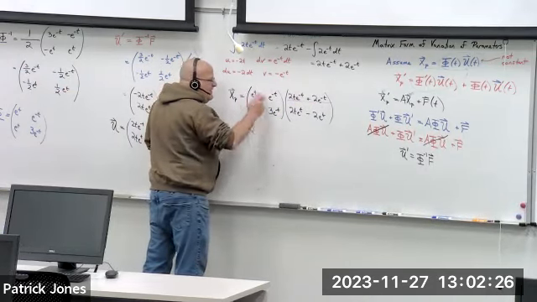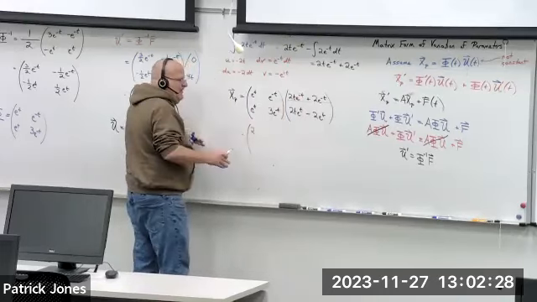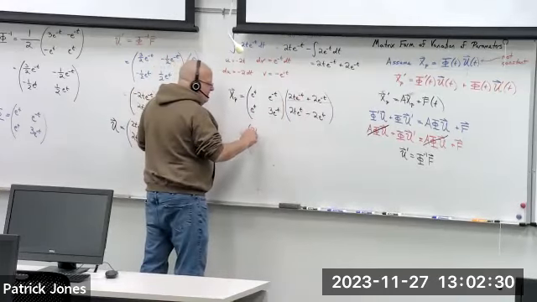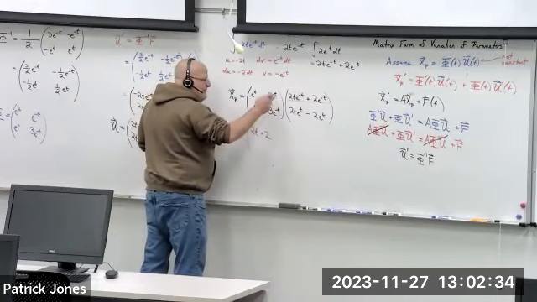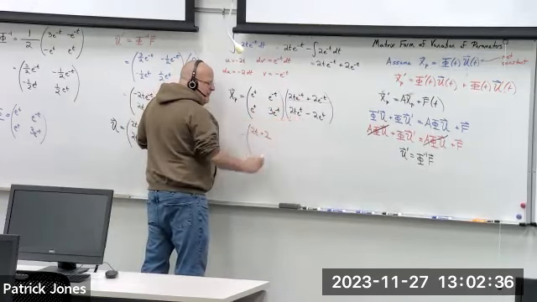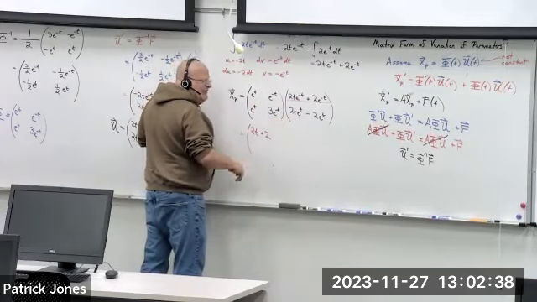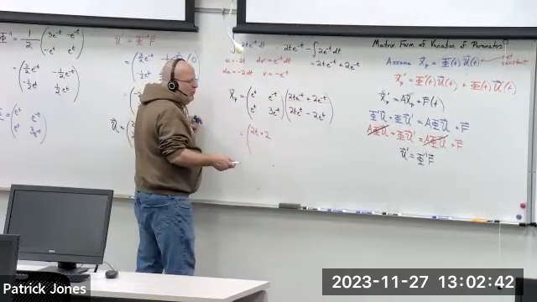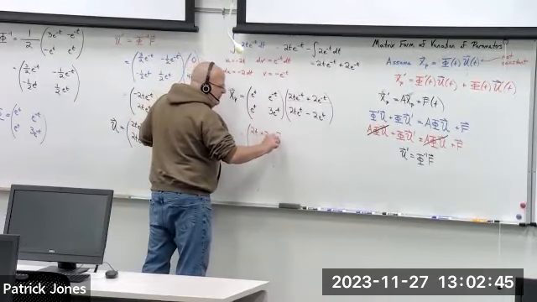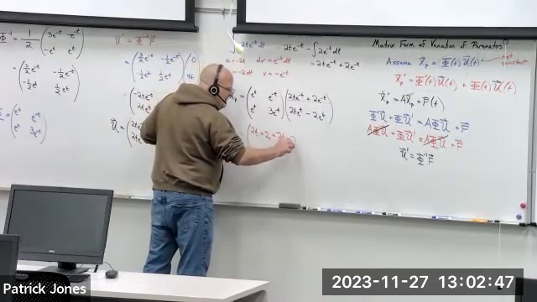Yeah, the e to the t times e to the minus t is 1, so I just have 2t plus 2. Plus e to the minus t times the bottom. Well, same kind of thing. I've got e to the minus t times e to the t. Those become 1, and I'm left with plus 2t minus 2.